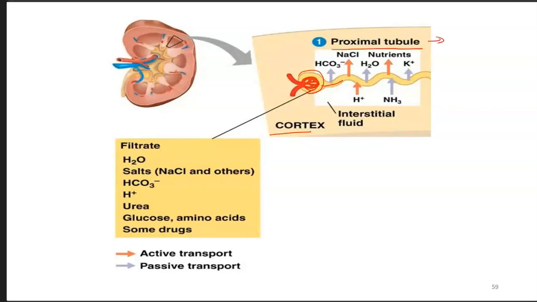It has water and other valuable nutrients that need to be reabsorbed. So the filtrate contains water, salts, bicarbonate ion, hydrogen ion, urea, glucose, and also some drugs. So water will be reabsorbed, salt will be reabsorbed, bicarbonate ion will be reabsorbed, hydrogen ion will be secreted, urea will be secreted, and glucose and amino acid will be reabsorbed, some drugs will be secreted. Secreted means into the filtrate, reabsorbed means from filtrate into blood.